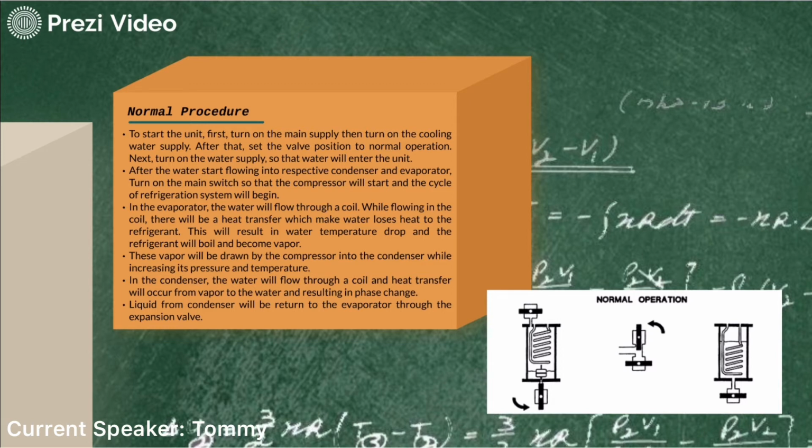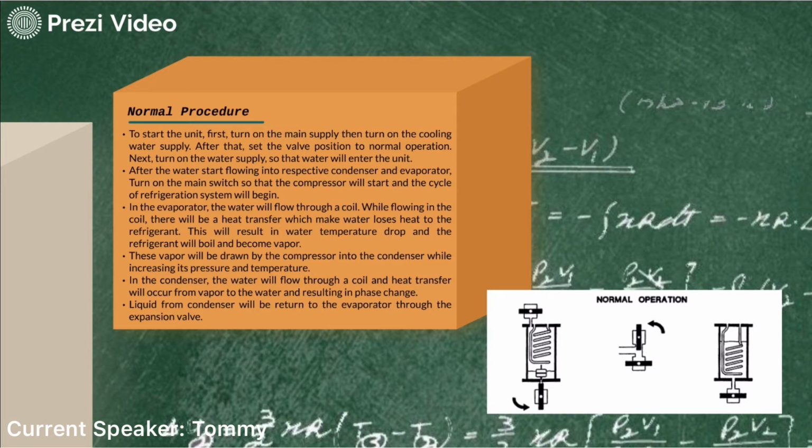In the evaporator, the water will flow through a coil. While flowing in the coil, there will be heat transfer, which makes the water lose heat to the refrigerant. This will result in a water temperature drop, and the refrigerant will boil and become vapor. This vapor will be drawn by the compressor into the condenser, increasing its pressure and temperature, and will result in superheated vapor entering the condenser.